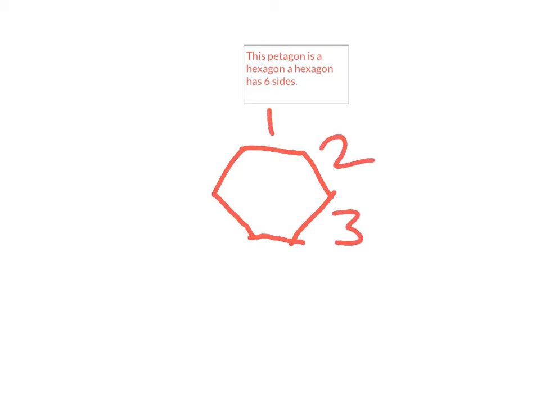This pentagon is a hexagon. A hexagon has 6 sides. Let's draw a hexagon. As you see, there's 1, 2, 3, 4, 5, and 6. So there's 6 sides.